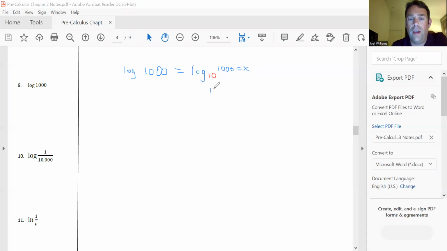All right, so we have 10 to the x, because whatever the base is, it's still the base, and the variable and the number change sides. So 10 to the x is 1,000. That means 10 to the x equals 10 to the third. So that means x equals 3.